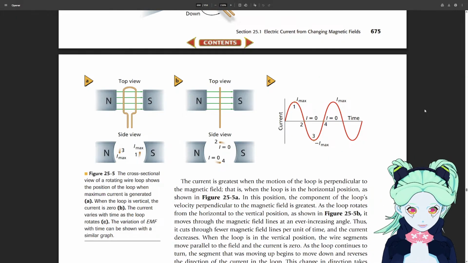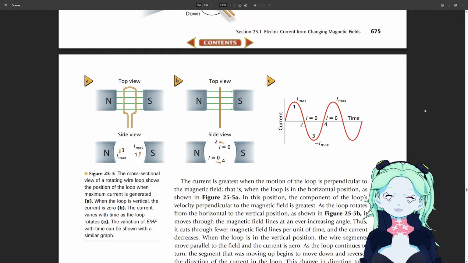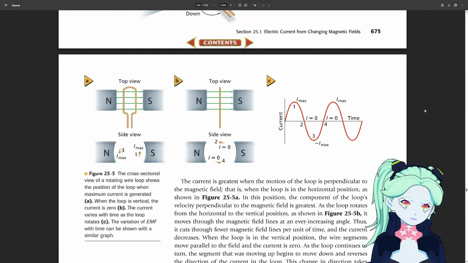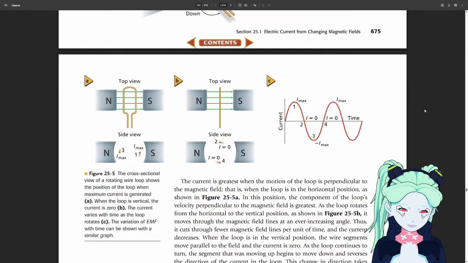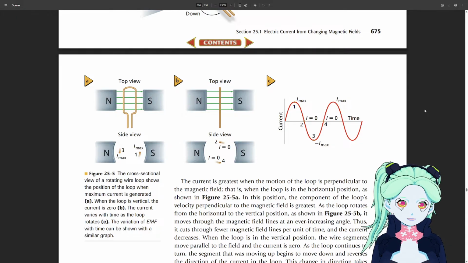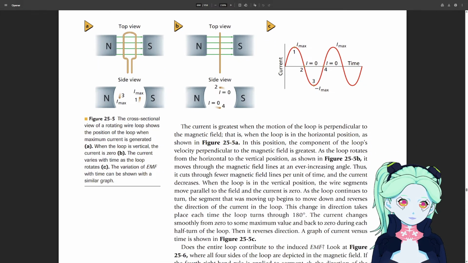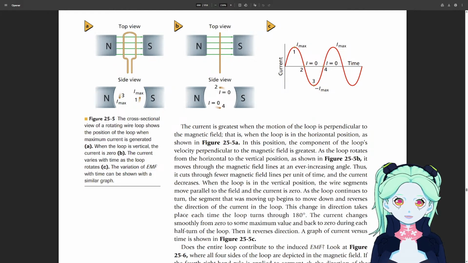When the loop is in the vertical position, the wire segments move parallel to the field, and the current is 0. As the loop continues to turn, the segment that was moving up begins to move down and reverses the direction of the current in the loop. This change in direction takes place each time the loop turns through 180 degrees. The current changes smoothly from 0 to some maximum value and back to 0 during each half turn of the loop. Then it reverses direction. A graph of current versus time is shown in figure 25.5c.